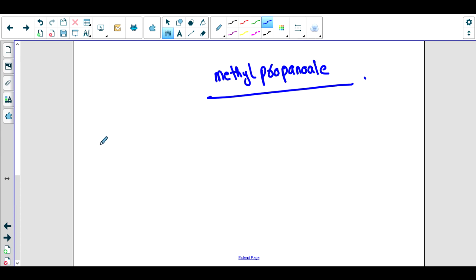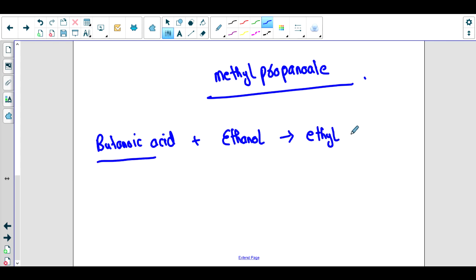Let's take one more example to further clarify. Let's take any other alcohol. Let's say we have butanoic acid which reacts with ethanol. What will be the respective ester? Ethanol will give the ethyl part, and butanoic acid will give the oate part, so ethyl butanoate. Ethyl butanoate.